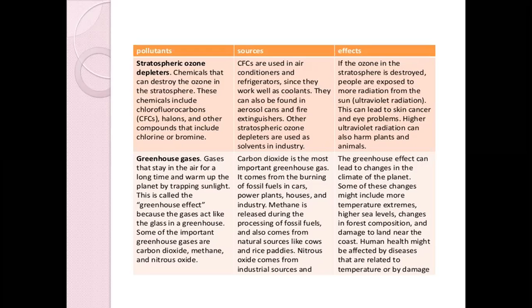So the main source is carbon dioxide, which is the most important greenhouse gas, and it comes from burning fossil fuel, from cars, power plants, houses, industries. And methane is produced mostly from fossil fuels, and it can also come from natural sources like cows and rice paddies. And nitrous oxide mostly comes from industrial sources.